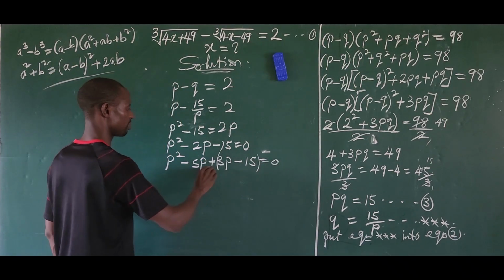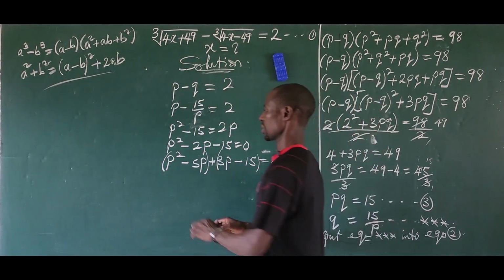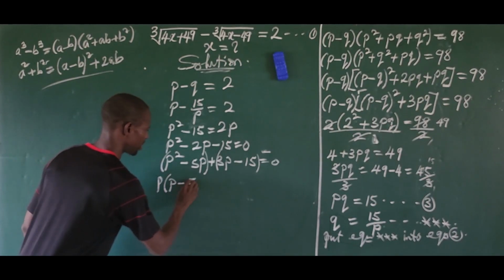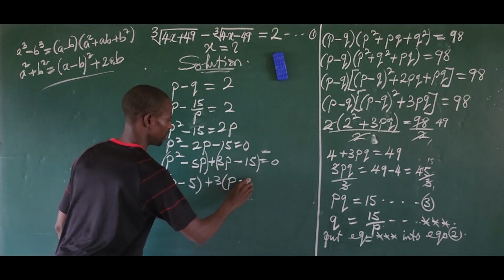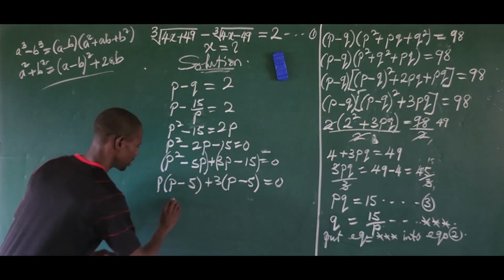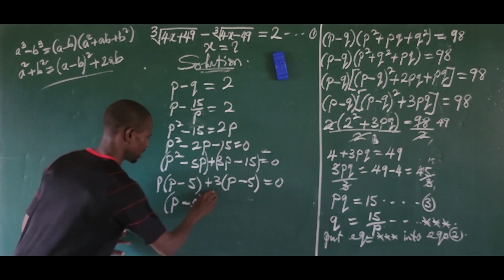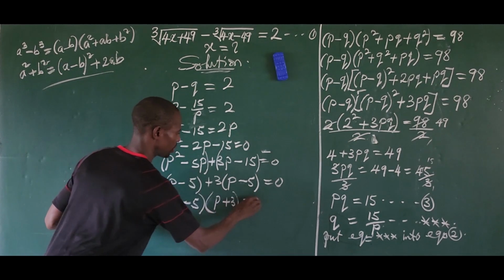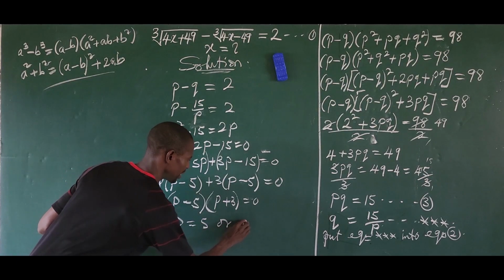So we can put this in brackets and factor out the terms that are common. Here P is common, so we have P into (P minus 5), plus what is common here, 3, so we have 3 into (P minus 5), also equal to 0. Since the brackets are the same, we take them out: (P minus 5)(P plus 3) equal to 0. So this will give us P equal to 5 or minus 3.